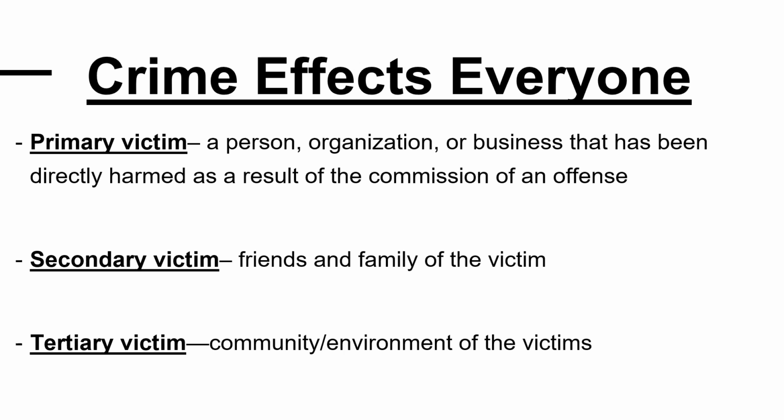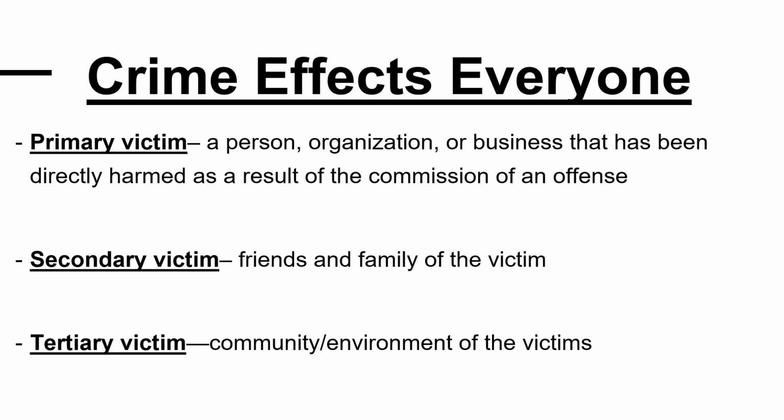So crime affects everyone, not just the victim. There are three types of victims when we talk about crime victims. The first type of victim is your primary victim. This is a person, organization, or business that has been directly harmed as a result of the commission of an offense.